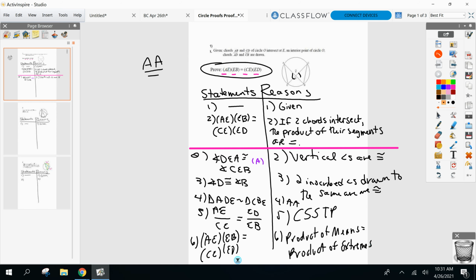Kyla, go ahead. What would it look like if one of them wasn't a chord? Let's say one of them, I extend this out here. I extend C and B out, but connect them as a tangent instead, and still ask for this. So we would have to do similar triangles. Yep. Any other questions on number 1?